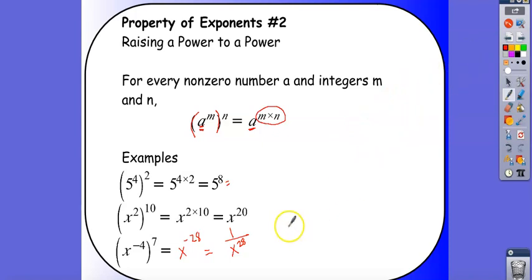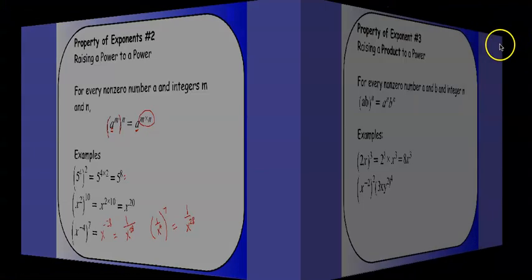Okay? Another way you could have done that was you could have said, okay, well, I got x to the negative 4th in the parentheses. I'm going to fix it first. X to the 4th to the 7th. And then that would have been 1 over x to the 28th. Could have done that. Doesn't matter the order. Okay, let's try another one.